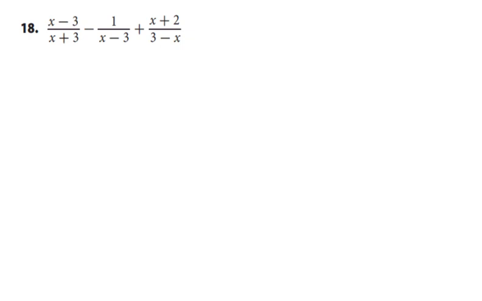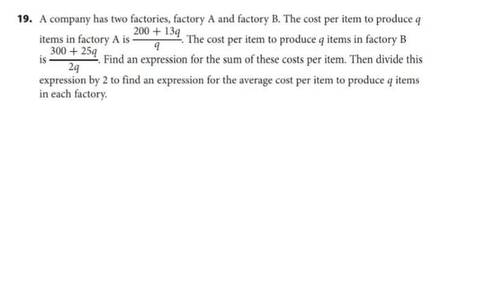Next on the problem is 19. And here we have a word problem. A company has two factories, factory A and factory B. The cost per item to produce Q items in factory A is (200 + 13Q)/Q. The cost per item to produce Q items in factory B is (300 + 25Q)/2Q. Find the expression for the sum of these costs per item. Then we have an instruction to divide this expression by 2 to find the expression for the average cost per item to produce Q items in each factory.